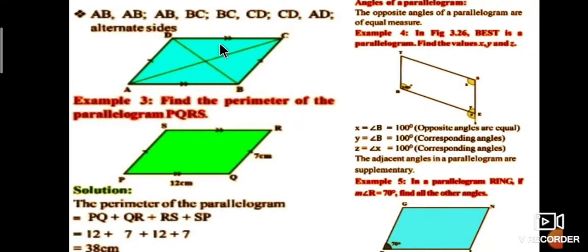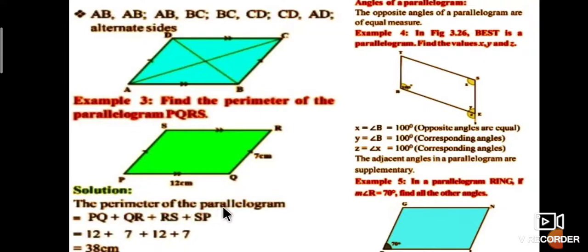Then find the perimeter of a parallelogram PQRS. Example third, observe here. Find the perimeter of a parallelogram PQRS. PQRS is a parallelogram. In a parallelogram, opposite sides are equal and parallel. Suppose PQ is equal to 12 centimeter, therefore SR is equal to 12 centimeter, because opposite sides are equal and parallel. Similarly, RQ is parallel and equal to SP, therefore it is also 7 centimeter.